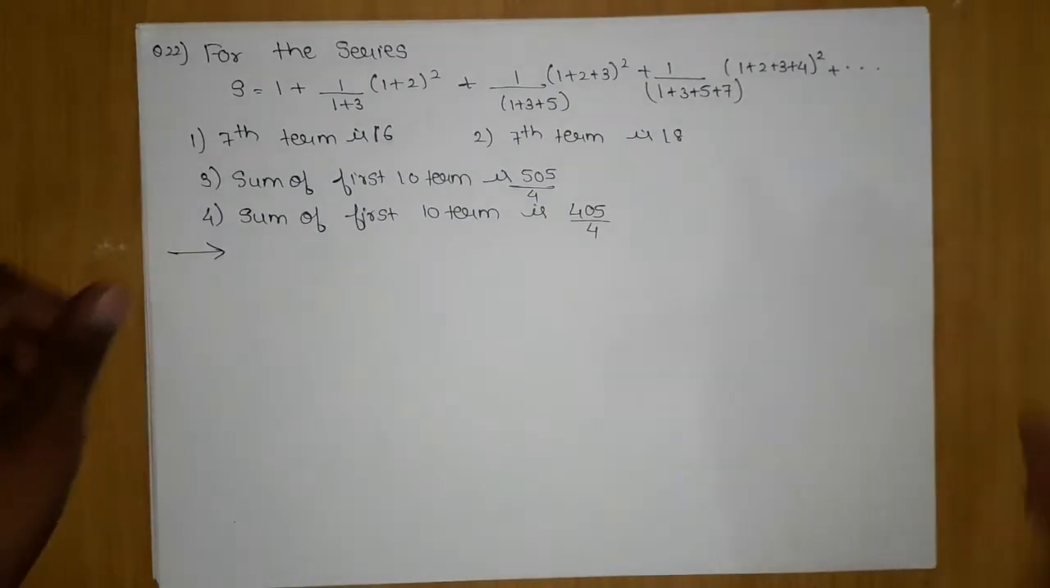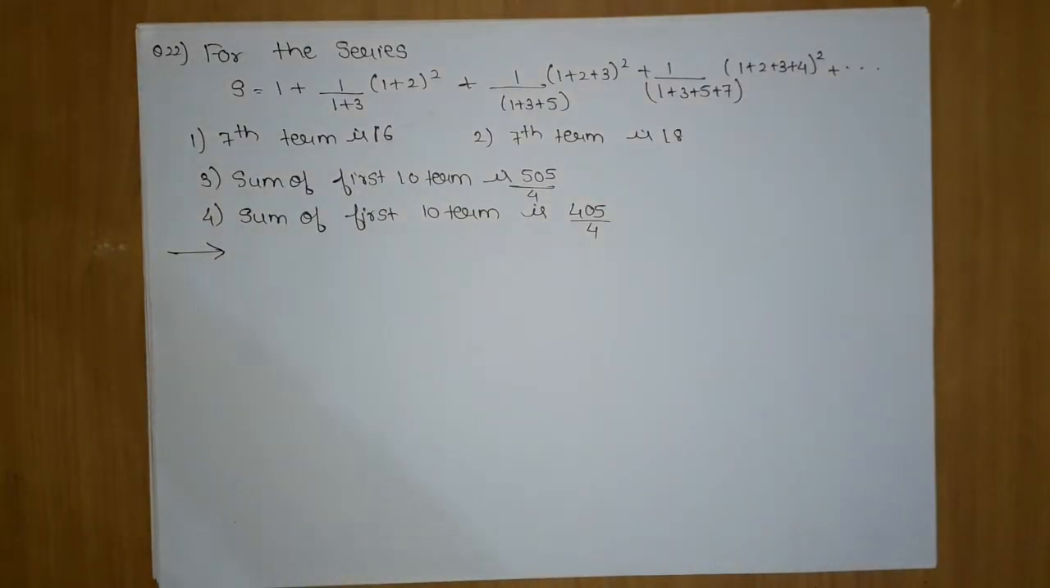Let me take this page also. The next problem is this, which says: for the series S equals 1 plus 1 upon 1 plus 3 into 1 plus 2 the whole square, plus 1 upon 1 plus 3 plus 5 into 1 plus 2 plus 3 the whole square, plus 1 upon 1 plus 3 plus 5 plus 7 into 1 plus 2 plus 3 plus 4 the whole square, and so on. The first option is the 7th term is 16, the 7th term is 18, the sum of first 10 terms is 505 by 4, the sum of first 10 terms is 405 by 4.